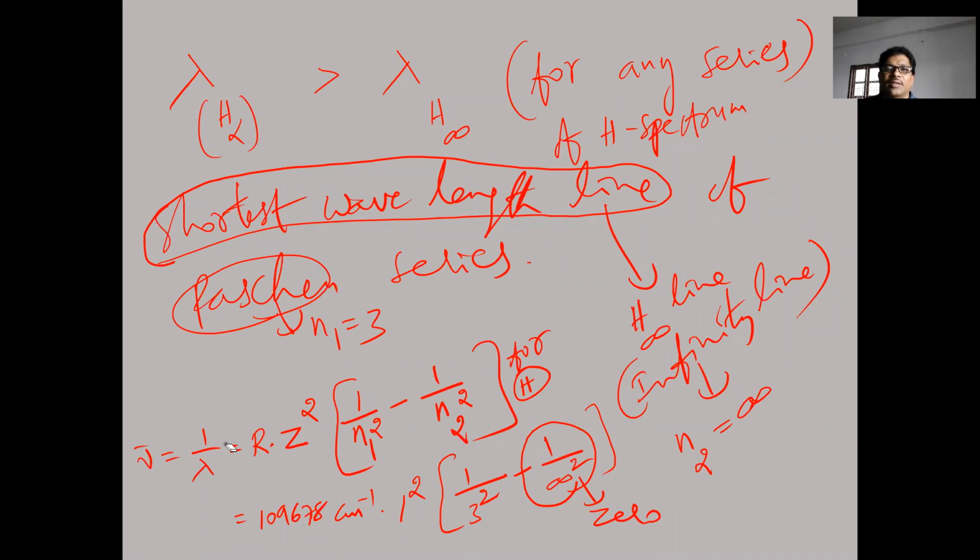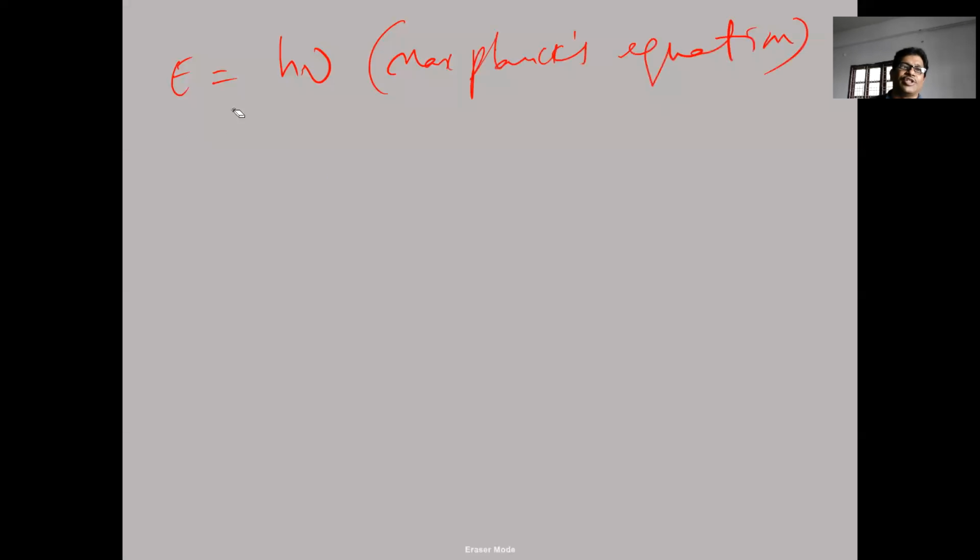Okay? Take a screenshot of this, and we'll go to the next page. Now check it here. Suppose I take E equals h nu, which is called Planck's equation, Max Planck's equation. E equals h nu. Here 1 photon means 1 h nu. If it is n photons, then n into h nu. So 1 into h nu for 1 photon, E equals h nu.